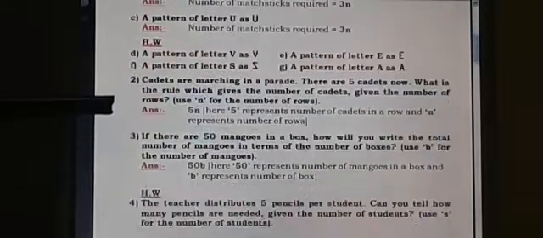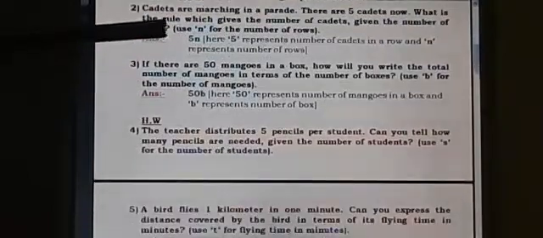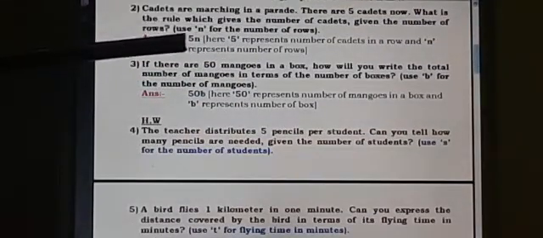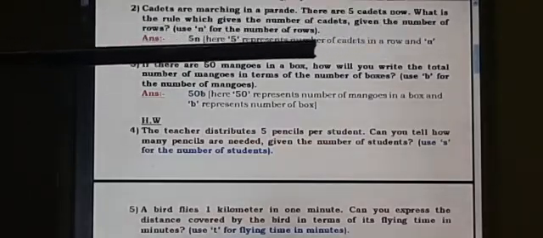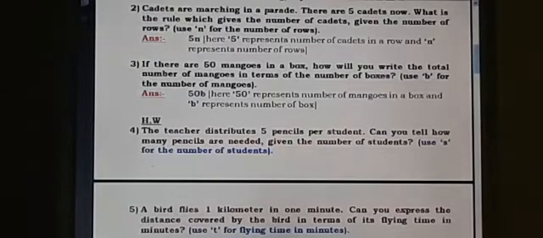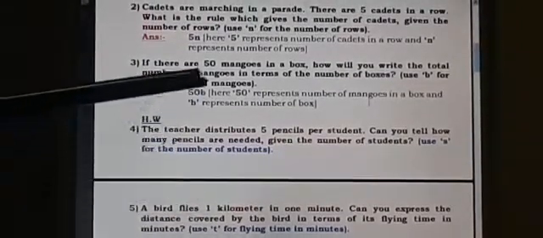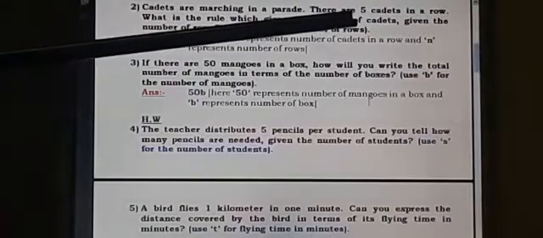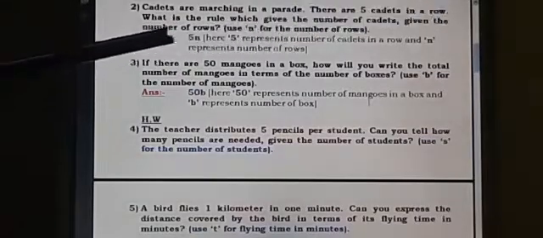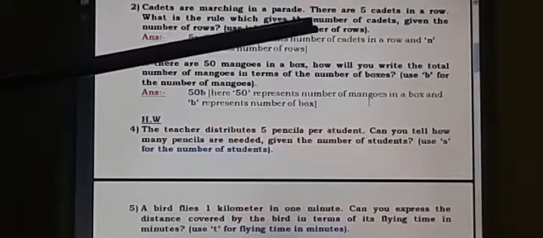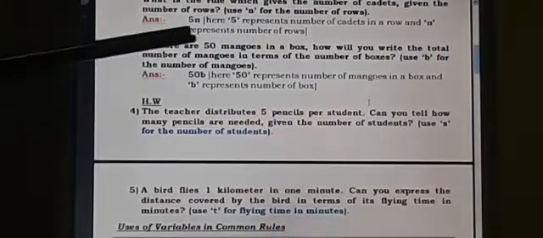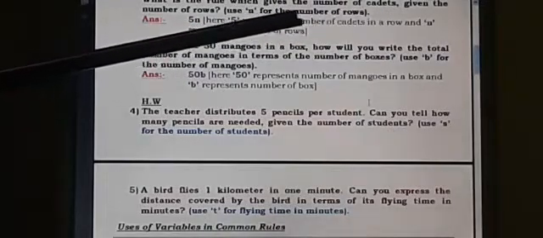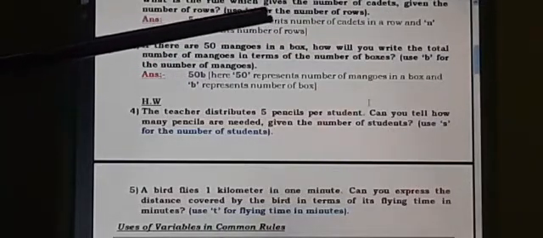Next question. Cadets are marching in a parade. There are 5 cadets in a row. What is the rule which gives the number of cadets given the number of rows? Use n for the number of rows. Here they have given in the question that we have to use the letter n.